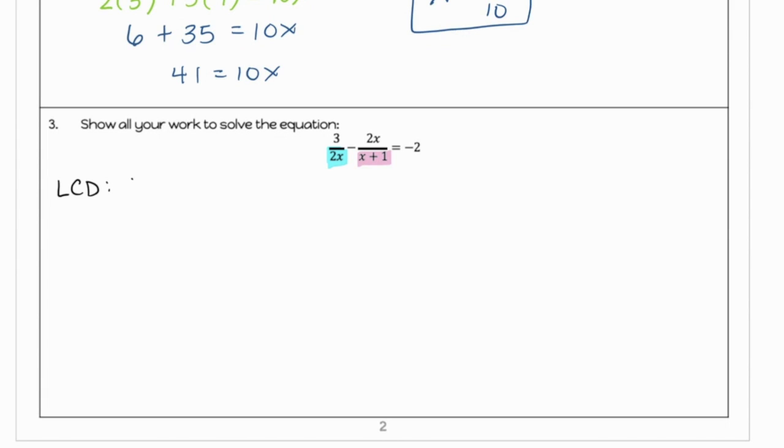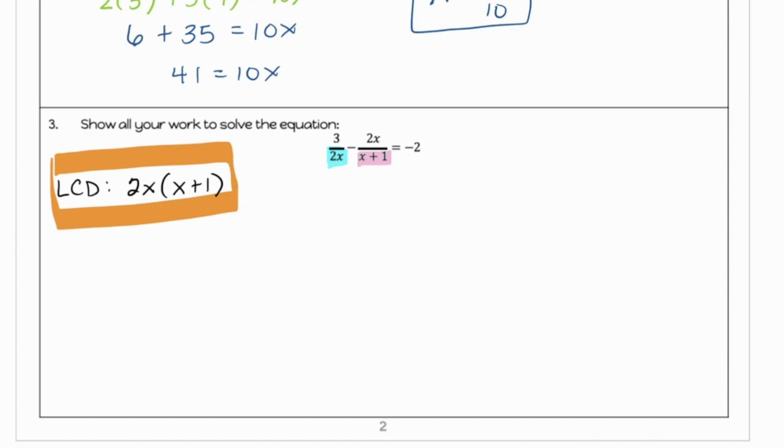So the LCD is 2x times x plus 1. This is what I'm going to use. I'm not even going to bother distributing. I'm just going to use that because my goal is to cancel things out. And if I distribute, I'm just going to complicate my life. So I'm going to rewrite. There's my rewriting, and I'm going to now start multiplying by that LCD, everything.